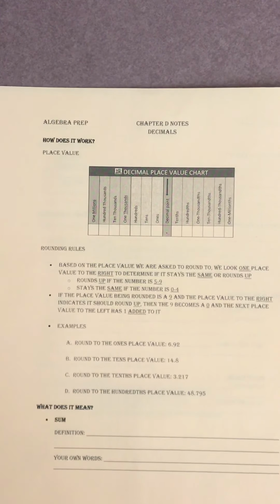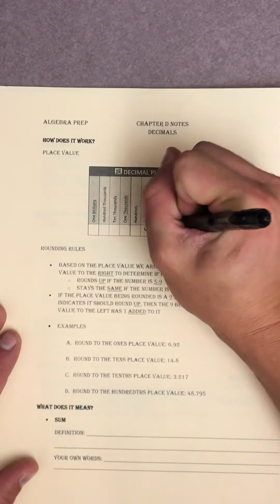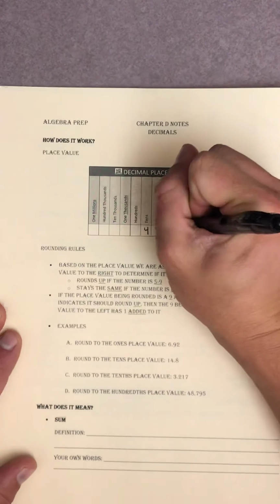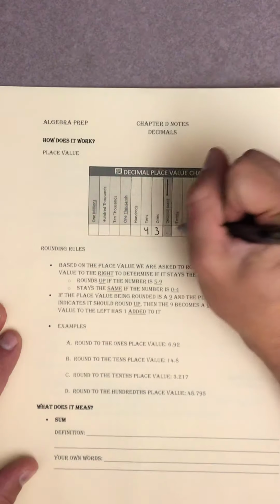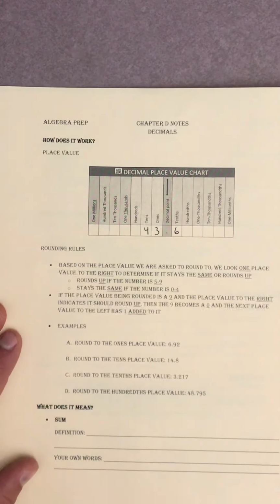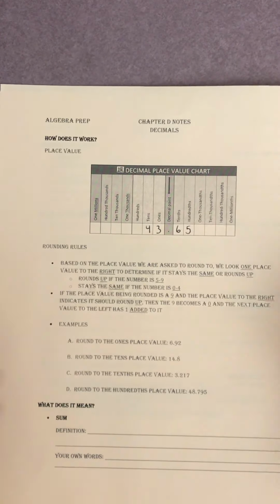So if I were to give you the number 43.65, the 4 would be in the tens spot, the 3 would be in the 1 spot, then we've got our decimal place, the 6 would be in the tenths spot, and the 5 would be in the hundredth spot. So this is just a nice little decimal place value chart just to remind you of how it all works.